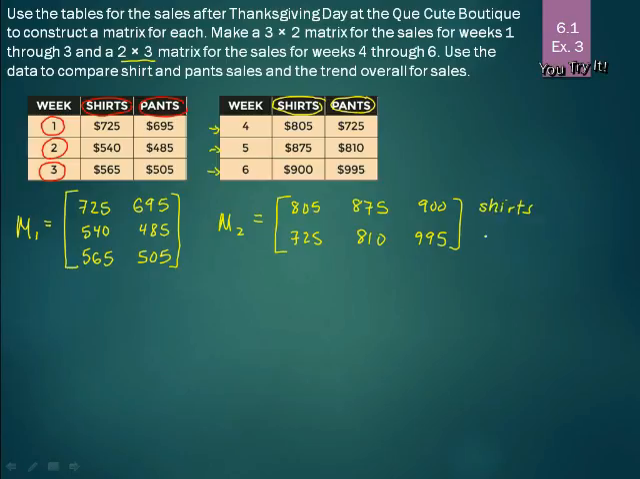Now analyzing these, I'm just going to label what they were again. So we have shirts as our first row and pants as our second row, and then here they were our columns. And then we have weeks that progressively get bigger on our rows and bigger as the column gets bigger.